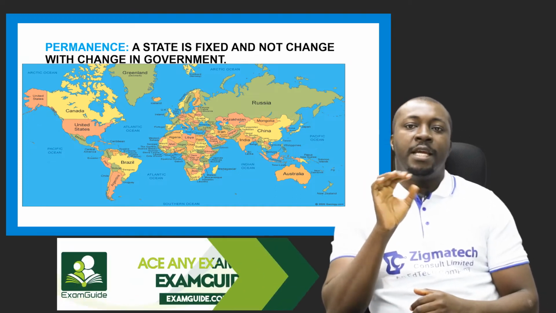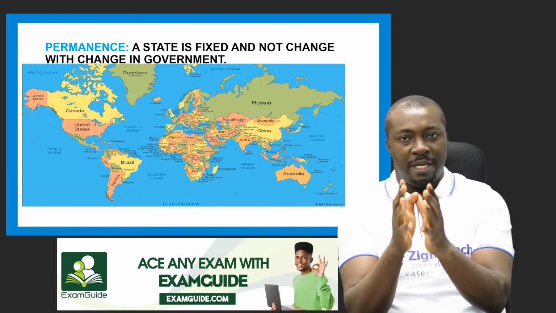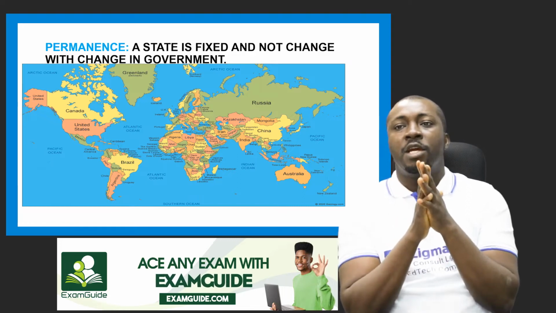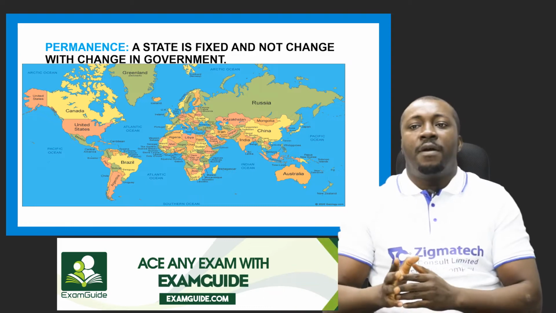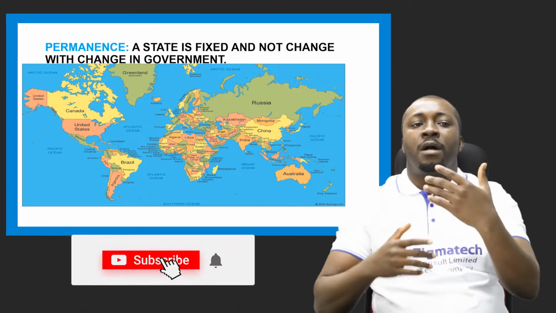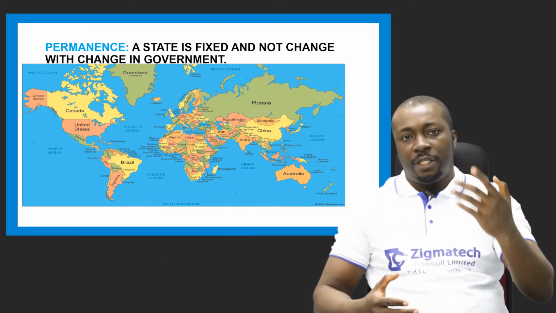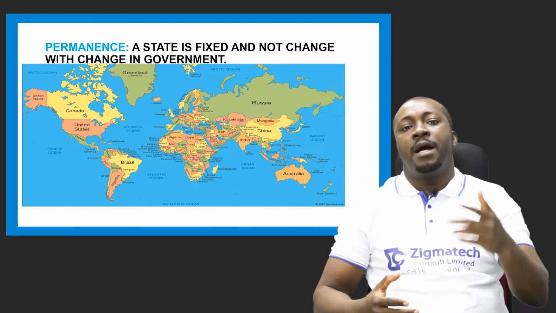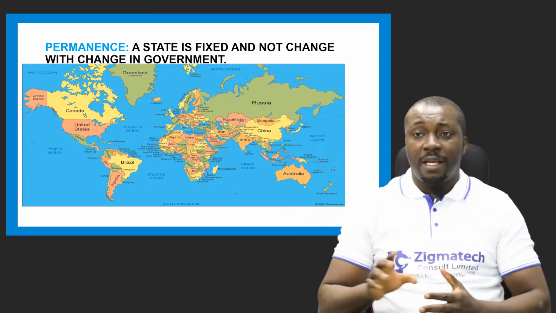Another feature of the state is permanence. A state is fixed in nature and it does not change with change in government. The government will always come and go. Military regime, civilian regime, and even the civilian after election, they will change. But the state remains there.